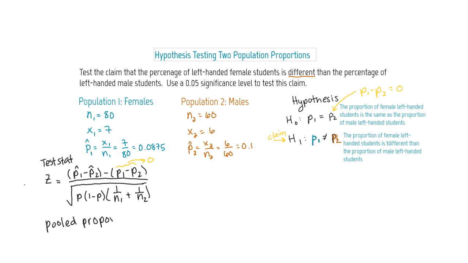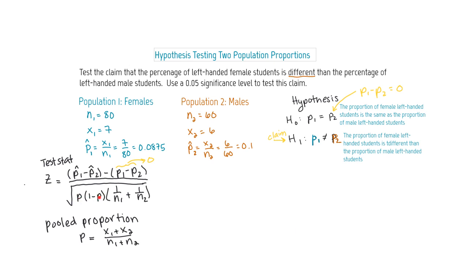And it's basically the proportion that we get when we add our two samples together. So our pooled proportion P is x1 plus x2 divided by n1 plus n2. And again, we have all of those pieces, right? x1 is 7, x2 is 6, so we'd have 13 divided by the sum of 80 and 60. So it'd be 13 over 140. So that's what we plugged in here. That's what we would plug in here.